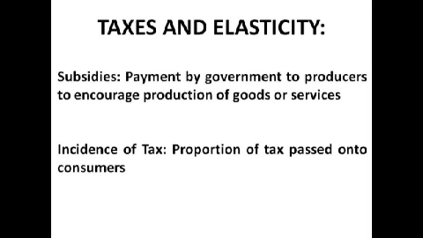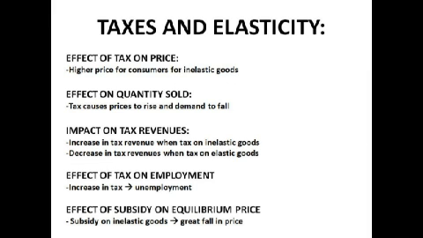And the incidence of tax is the proportion of tax passed on to the consumer, and I'll explain more about that in a second. But essentially, if the government puts a tax of £10 on the good, and the firm pays £4 of the tax and passes £6 of the tax onto the consumer, so it puts the price up by £6 essentially, the proportion of tax passed on to the consumer is 60%, so that's the incidence of tax. We're now going to look at the effects of taxes and stuff.